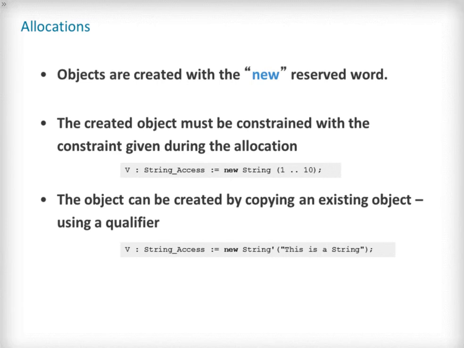A qualifier can be used to copy any existing object of the target type, and this can be useful if there's a default object available or you wish to use an aggregate assignment for a record or an array.